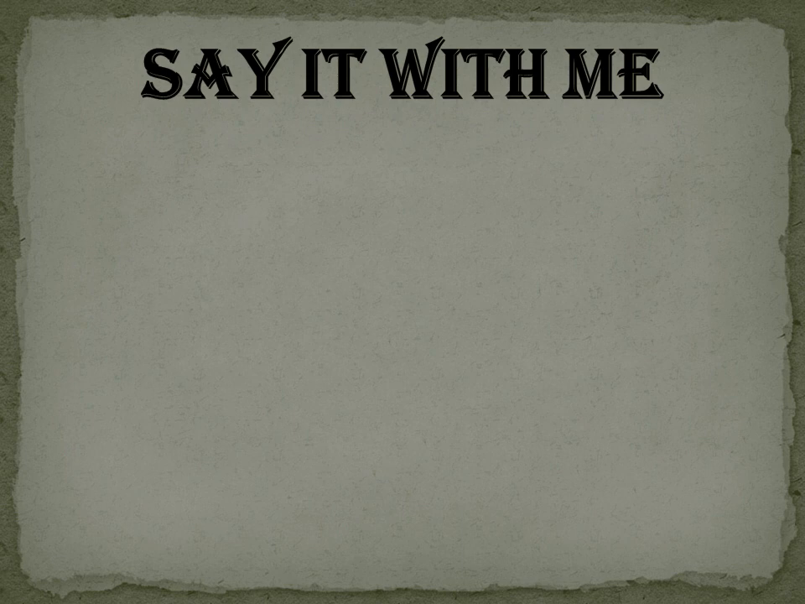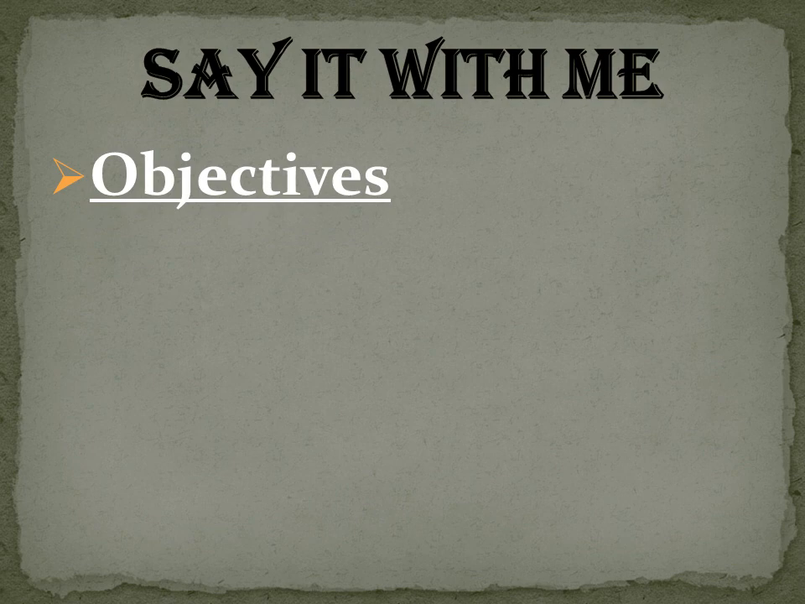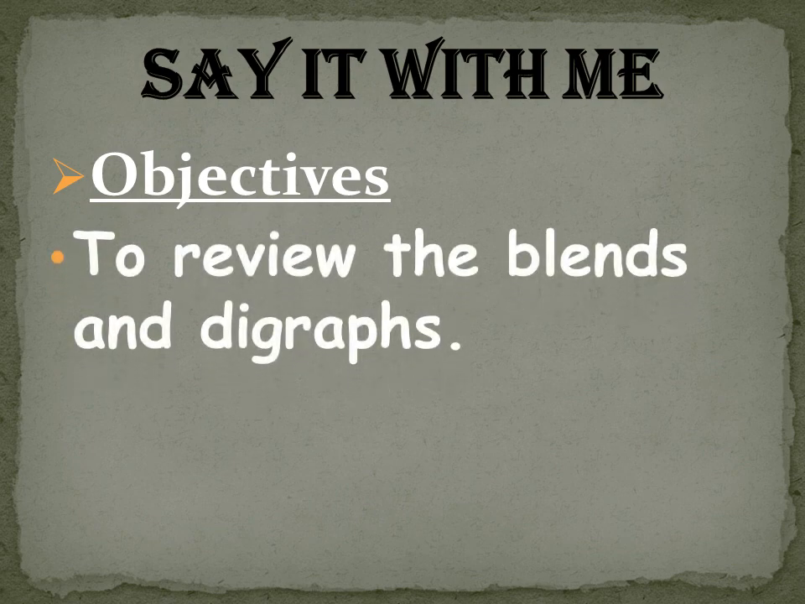Open page number 7 on student book. Everyone, open your student book. Come on. You're saying, say it with me. What are the objectives? To review the blends and digraphs. We will revise about blending sounds and digraphs. As you have done some digraphs in your previous class, your KG class. So we will revise those digraphs, how to blend the words and how to make the words with digraphs.